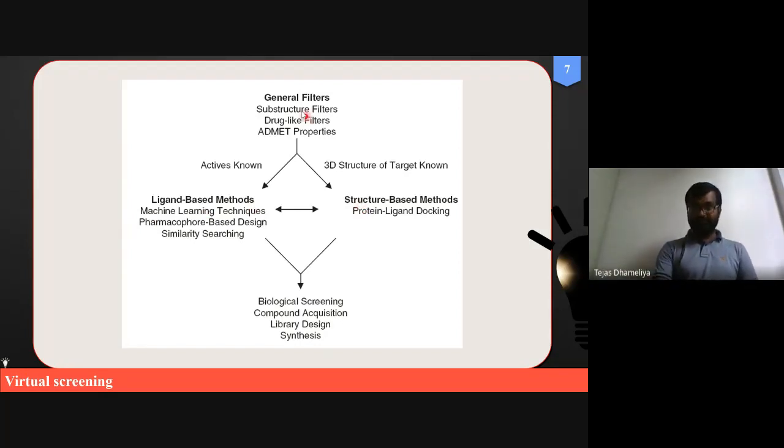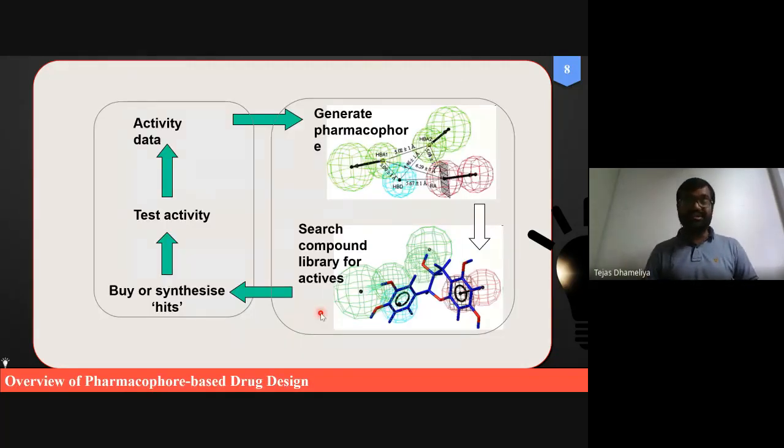Okay, so in structure based methods, protein ligand docking and molecular docking are there, and in ligand based methods, pharmacophore based designs are there. So our basic purpose is that, just like biological screening, we are screening thousands of molecules against a particular enzyme. So virtual screening allows us to screen the molecules virtually, and then we can selectively synthesize one or two molecules. This is what is called virtual screening.